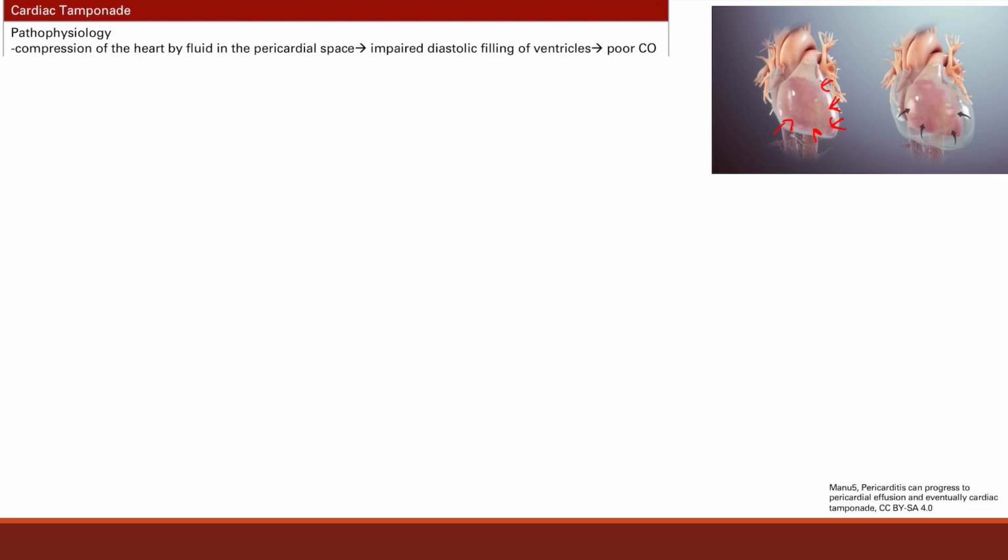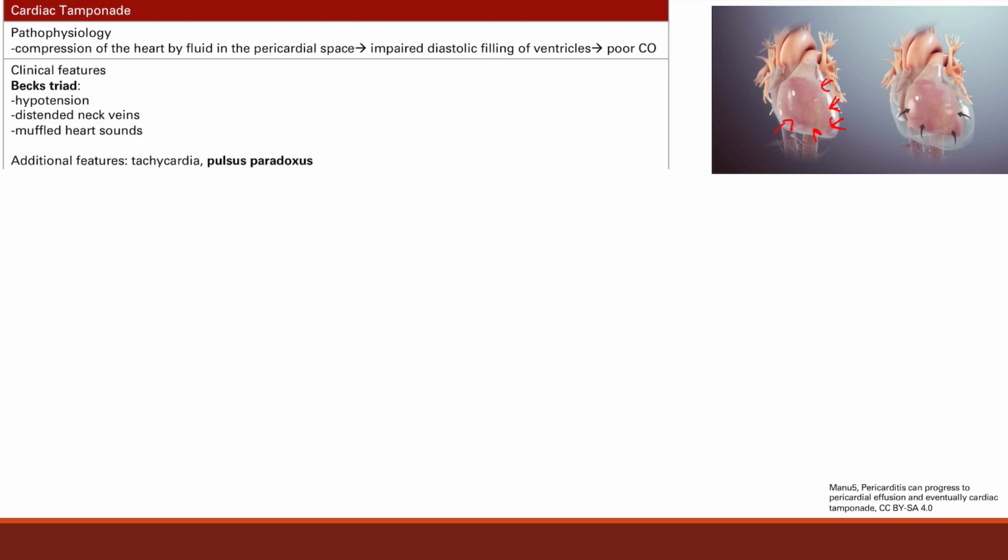Now, the clinical features, I don't know if you remember them. If you do, then try to think of them right now. If you don't, the clinical features are Beck's triad. You're going to get hypotension, because we just said there's poor cardiac output. You're going to get distended neck veins, because you have poor cardiac output, and all that blood is going to back up into your veins, and you're going to see that in the neck. And the final thing is you're going to see a muffled heart sound, because this fluid here, it's insulating. It's insulating the sound that comes from your heart.